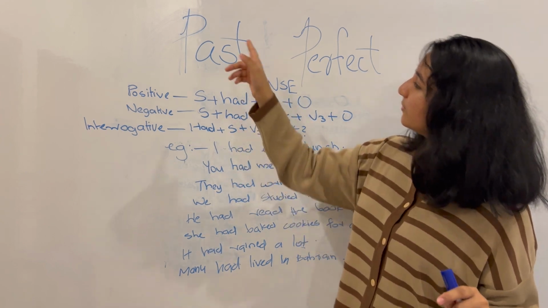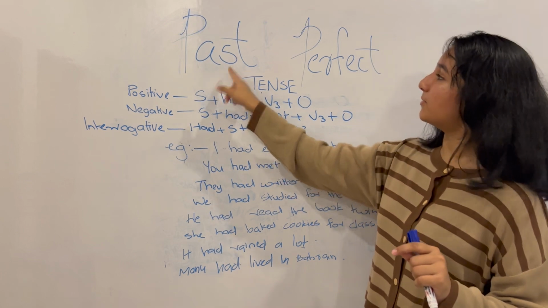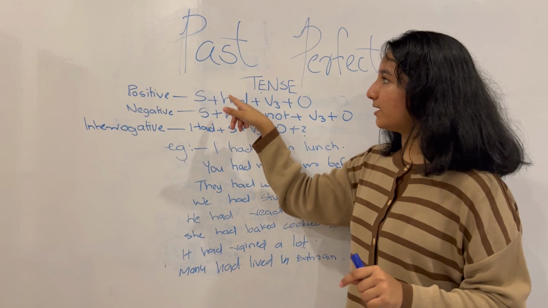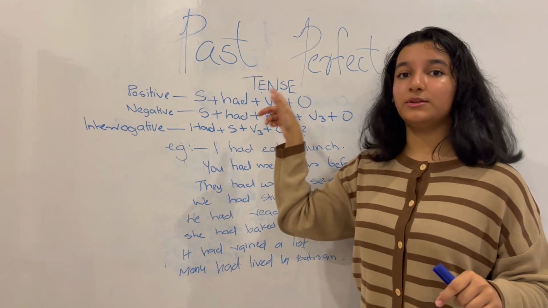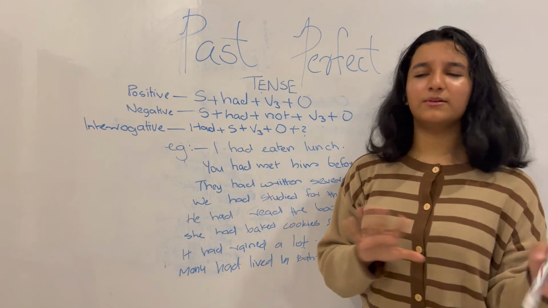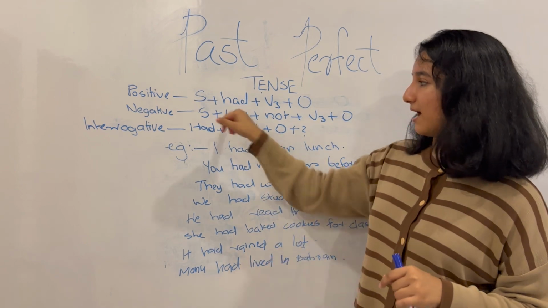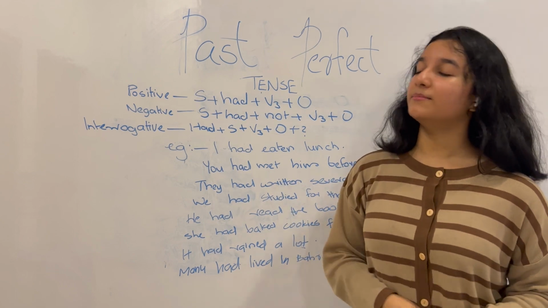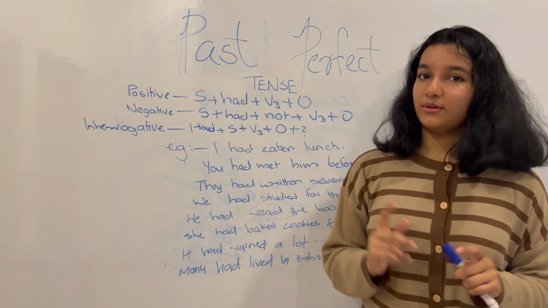And also, unlike present perfect tense where we could have used have or has, in past perfect tense we can only use had. So no matter what subject it is, singular or plural, it will always be had because it is grammatically correct. If we use had for all of them, we cannot switch it out. So keep that in mind.